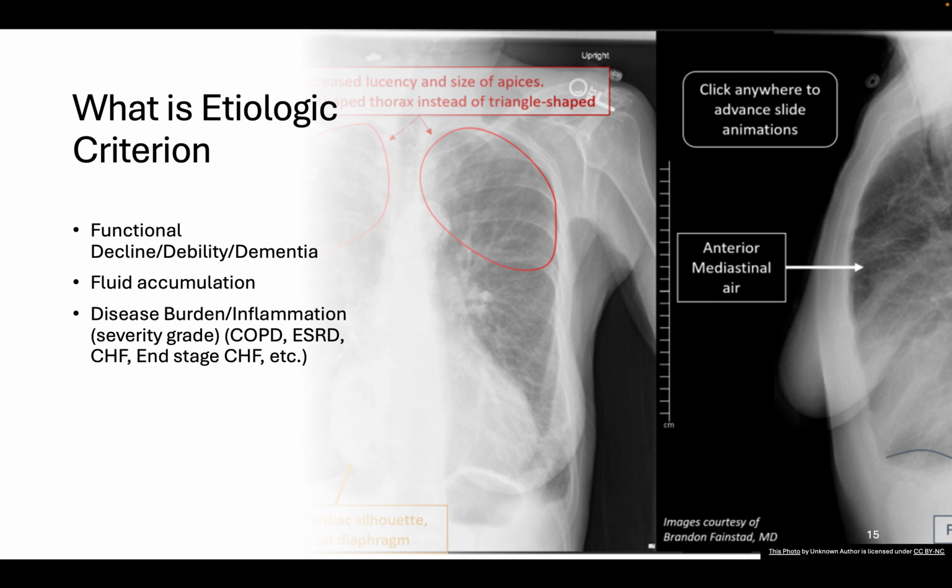What is etiologic criterion? Functional decline and debility, such as dementia. Fluid accumulation, usually in the lower extremities. You'll see it in the legs and feet. Sometimes the hands will start to swell. Sometimes the abdomen starts to swell. The disease burden, inflammation, severity grades such as COPD, end-stage renal disease, CHF, end-stage CHF, etc.